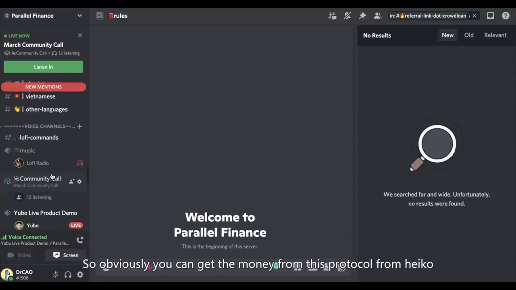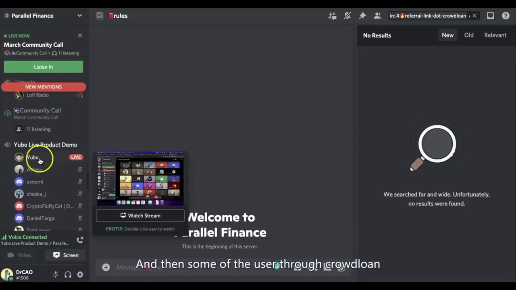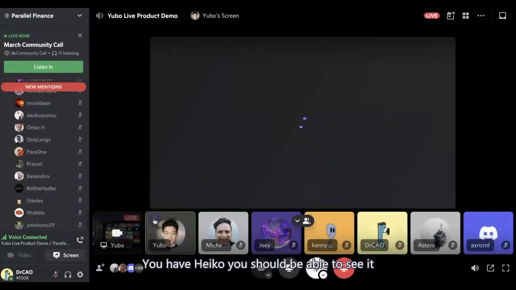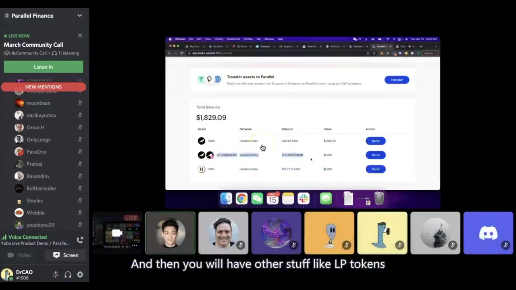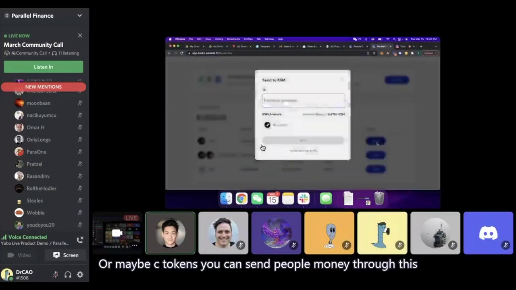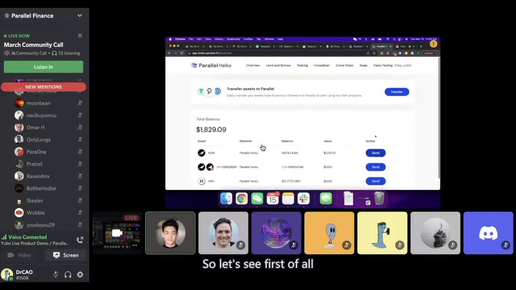So obviously you can get money from the crushing protocol, from Kusama to Heiko, to transfer some Kusama here to get star. Some users come through Crowdloan, and you have Heiko, you should be able to see it. And then you will have other stuff like LP tokens or maybe C tokens, and you can send people money through this.